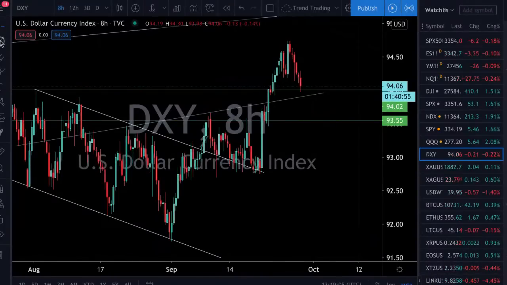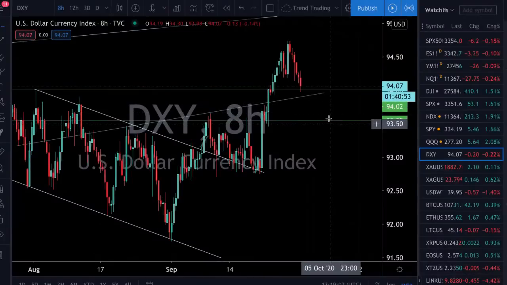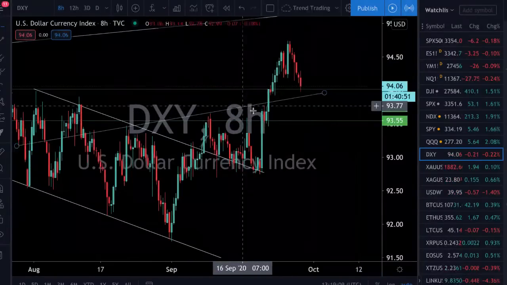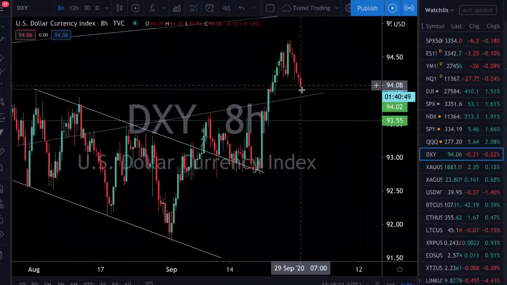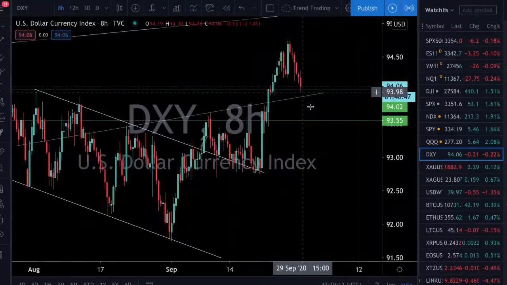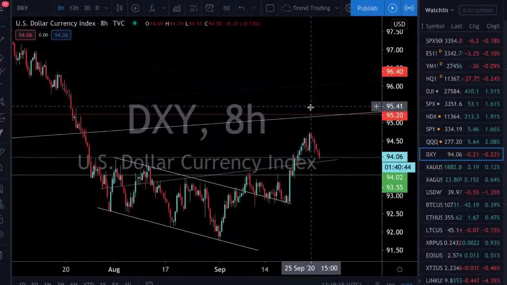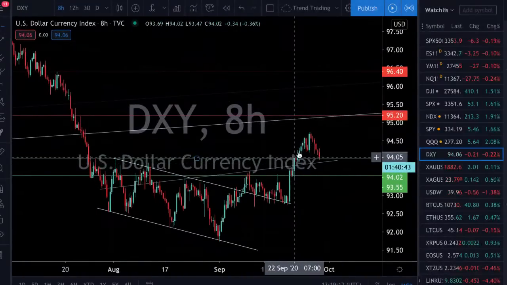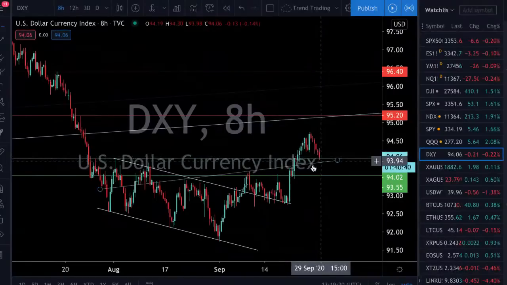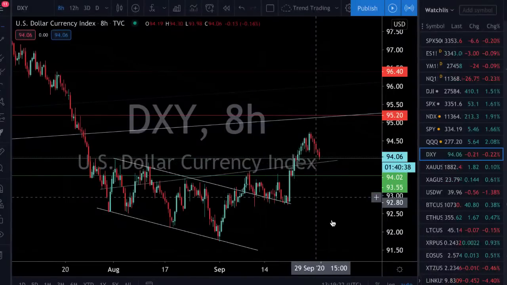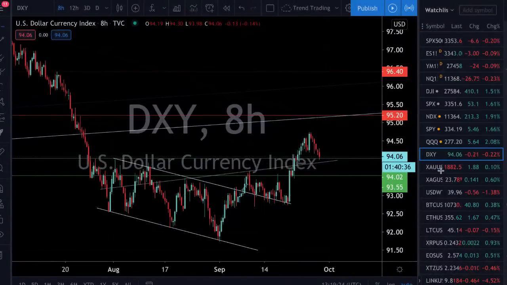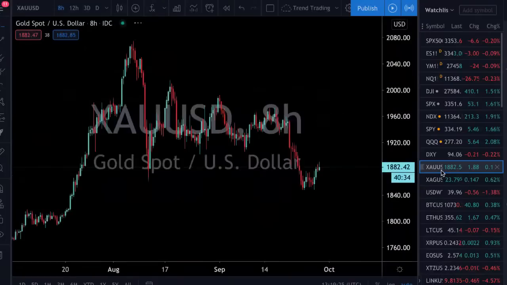Let me check in with gold. By the way, keep in mind what's happening right here on the DXY because it's the exact inverse of what's happening on gold. Keep in mind the breakout and now the retest into support here. This is going to be a breakdown and a retest into resistance. It's the same exact thing.